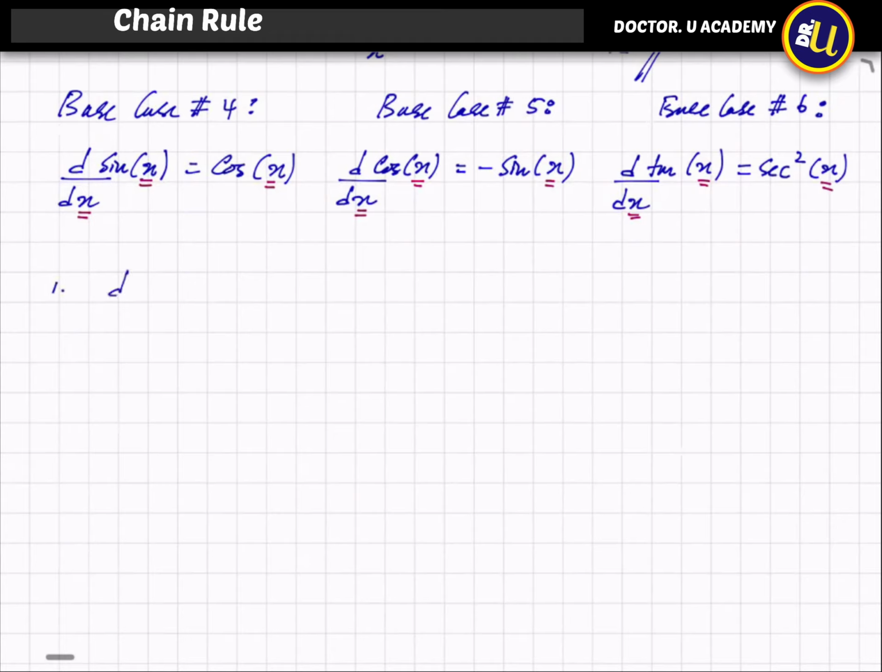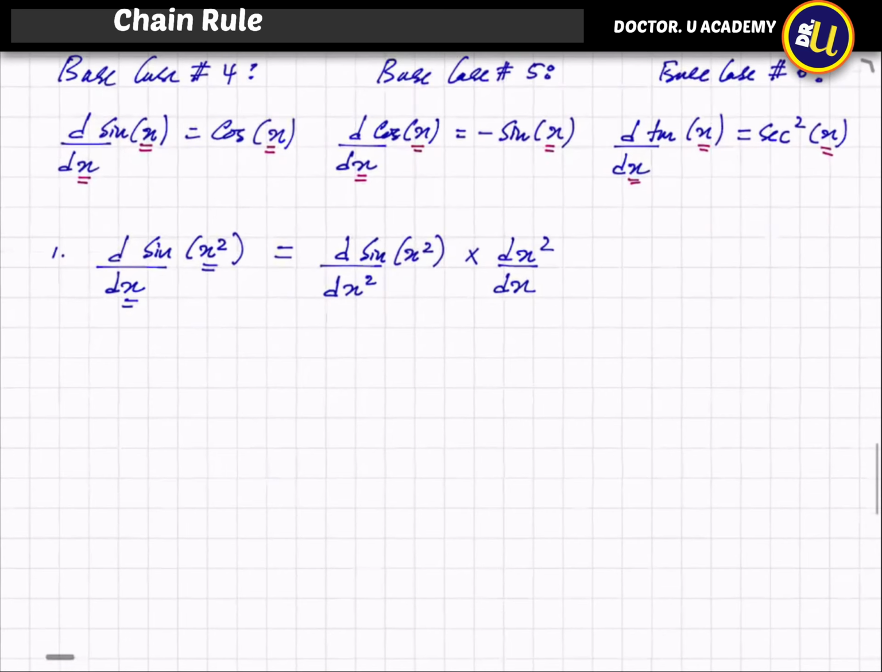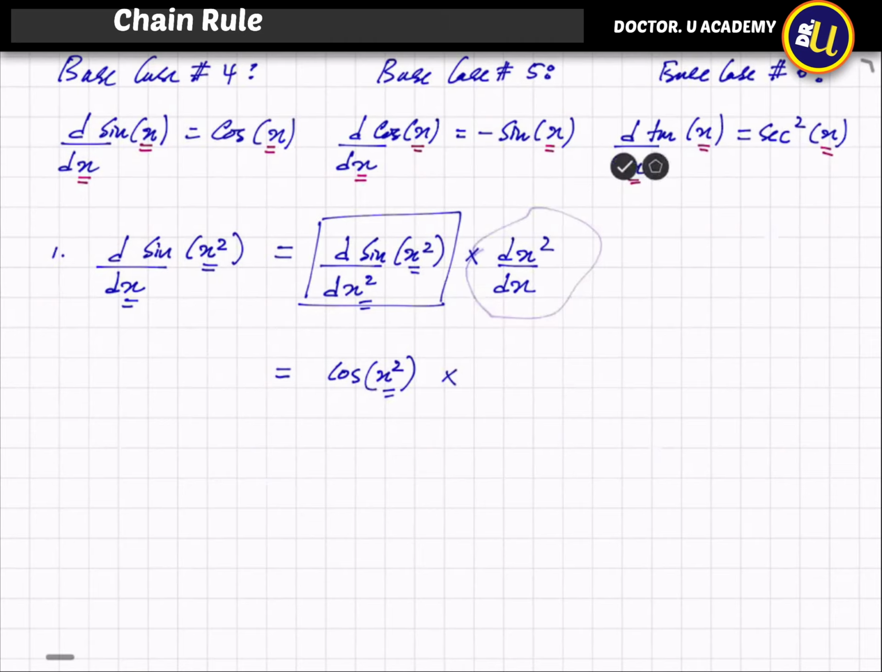Okay, so the first question, if you have d/dx of sine x squared, right? So here you can see the incompatibility, and you know this is under base case number 4 because it's sine. So what you do, you construct it. So it's going to be sine x squared multiplied with d(x squared) divided by dx. So once you know this, this is going to be really fast. So this is now cos x squared. You can see the compatibility here, times d/dx of x squared would be 2x, base case number 1. The answer would be 2x cos x squared.